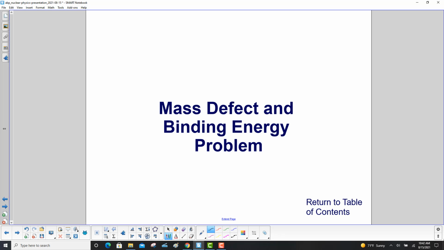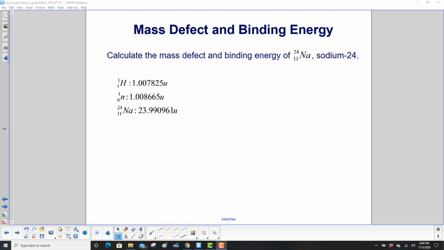Mass defect and binding energy problem. Calculate the mass defect and binding energy of sodium-24, and we're given the mass of the hydrogen atom, the mass of a neutron, and the mass of the sodium-24 atom.